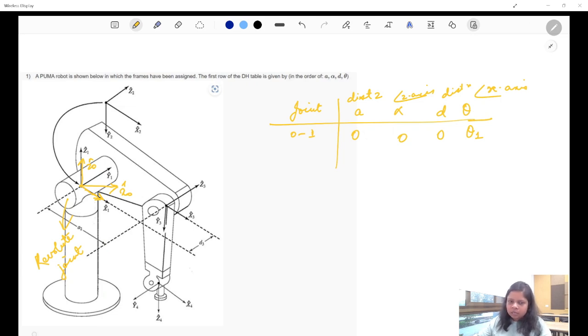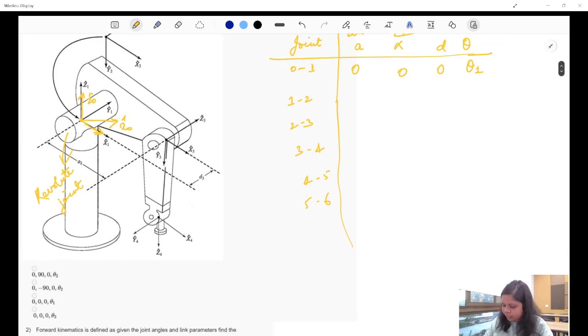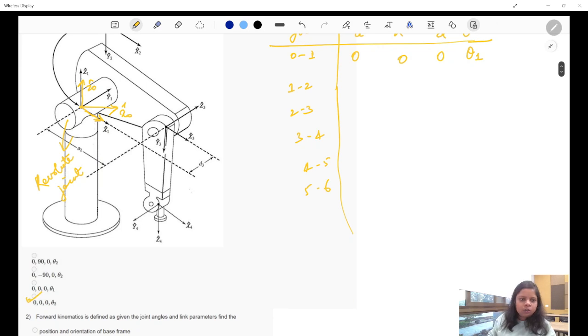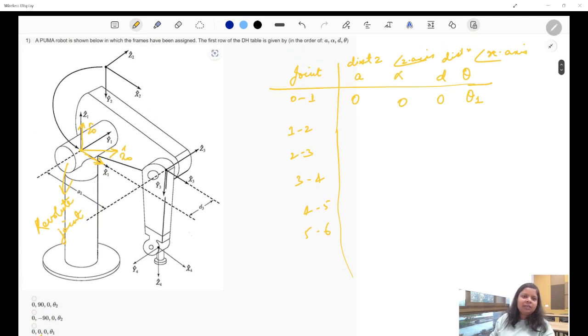All right. Similarly, you can write for 1, 2, 2, 3, 3, 4, 4, 5, 5, 6. I encourage you to write all of them, but the question right now asks only for one, so I'll be answering that, but do practice for all of them. Okay. I hope this question is clear. It is just the same question from the last class. Nothing new with this.